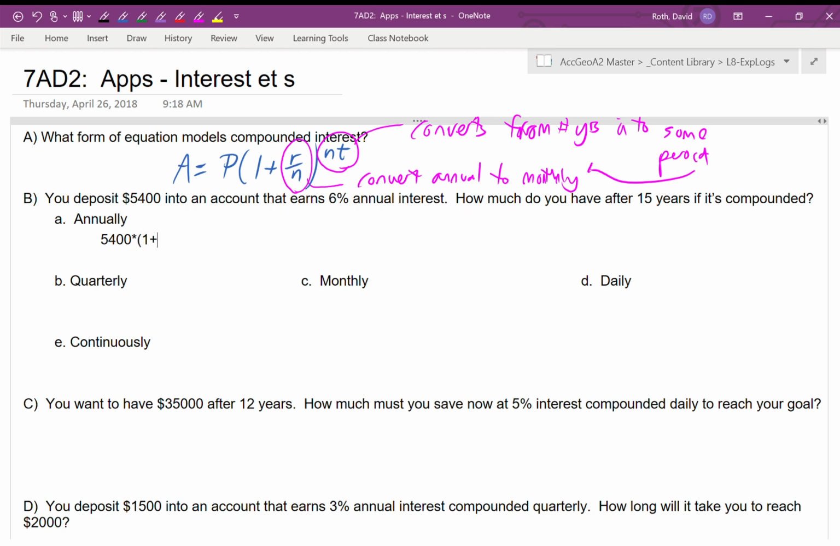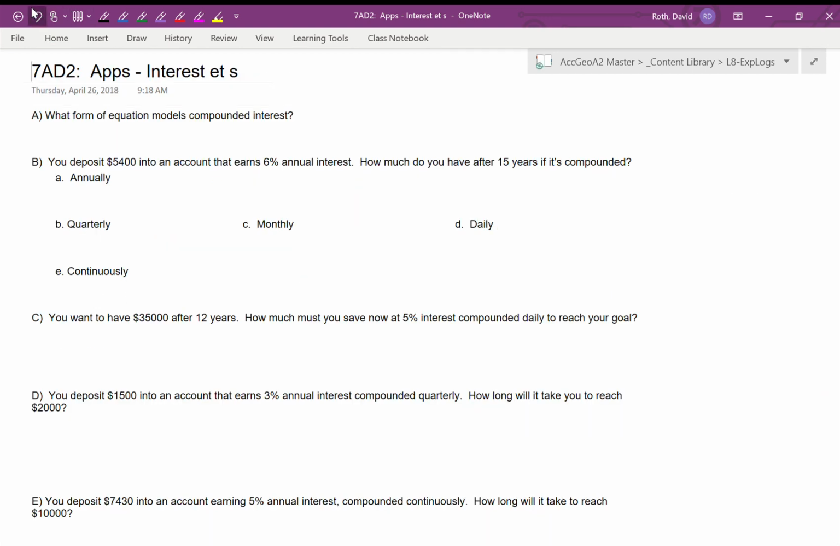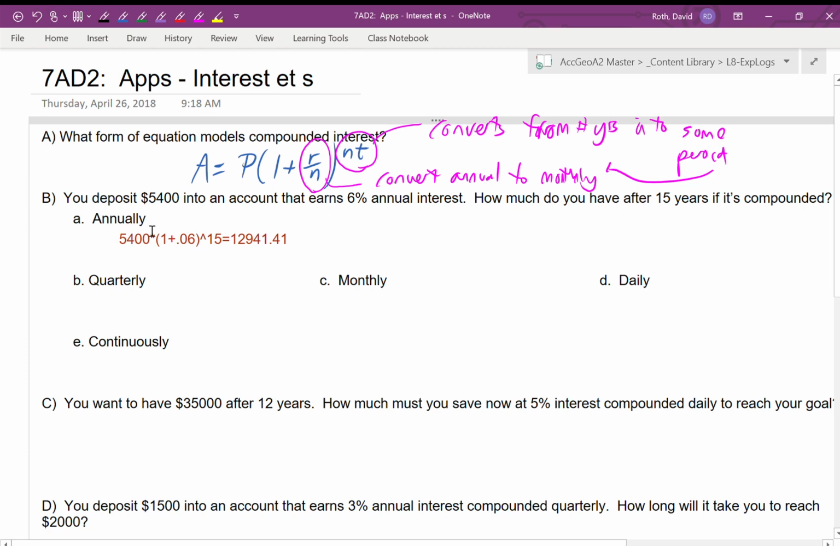1 plus 0.06. This is annually, right? Raised to the 15 years equals. Okay, I can delete that. I'll make it red so it stands out better. Now I should be able to just go down here, paste that. Should just copy the formula.